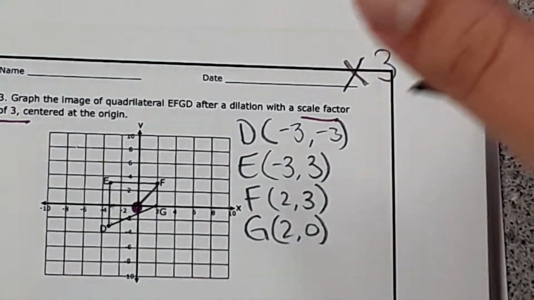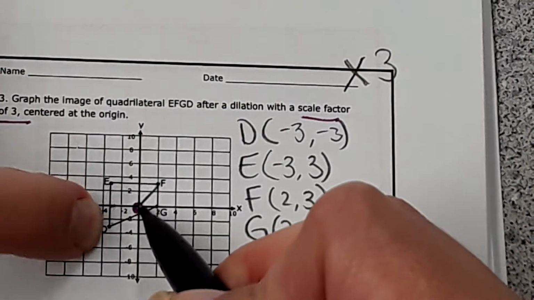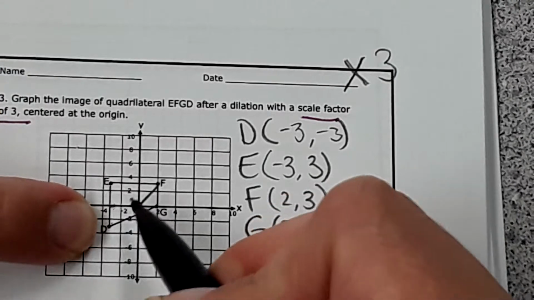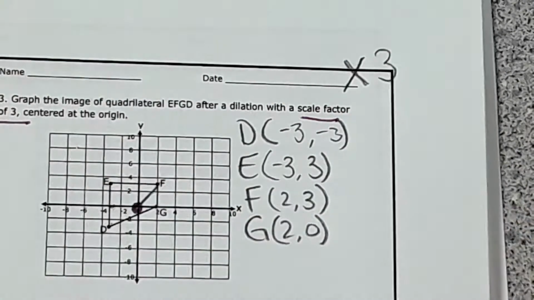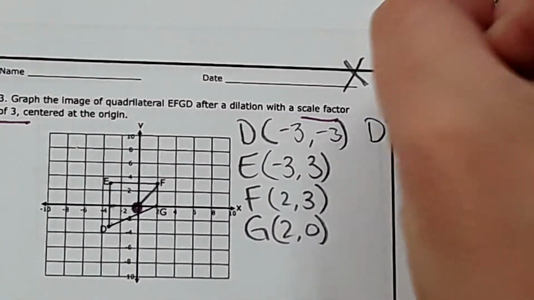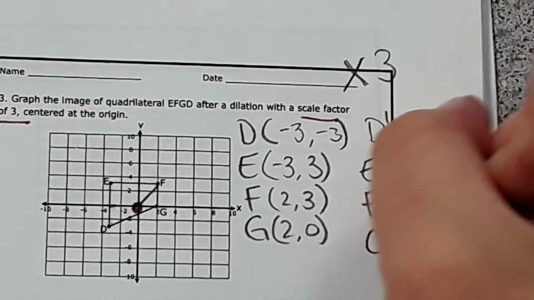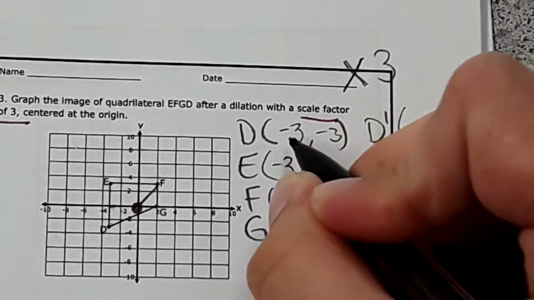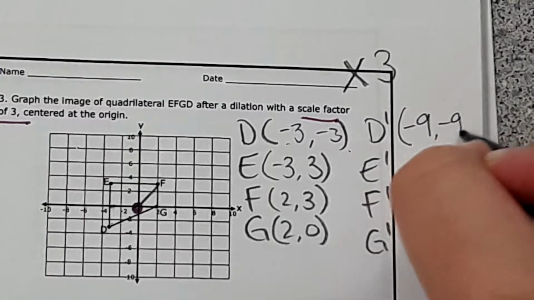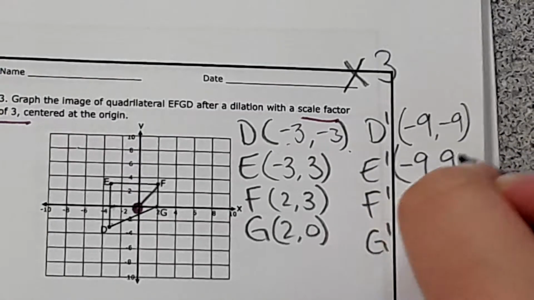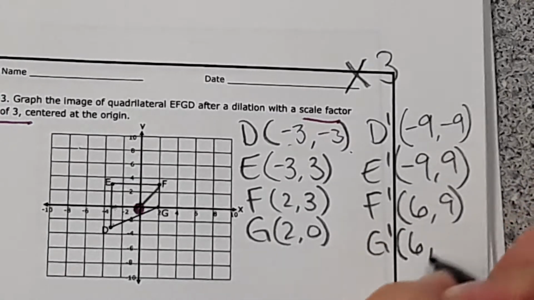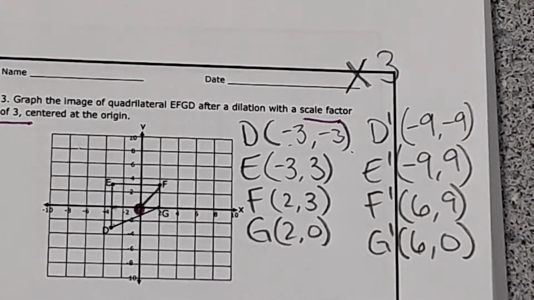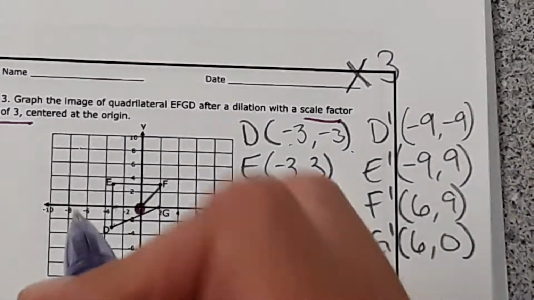You can only do this trick or hack when it is centered at the origin. Otherwise, you'd have to find distance and multiply everything by 3. But when it's centered at the origin, you can just multiply your coordinates by the scale factor. So D prime, E prime, F prime, and G prime, we're just multiplying everything by 3. So this would be (-9, -9), (-9, 9), (6, 9), and (6, 0). And then I'm going to graph the new coordinates.